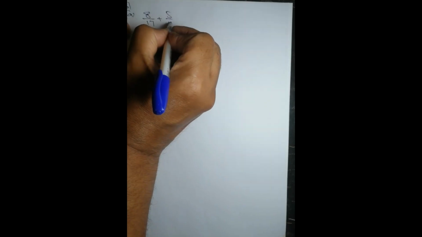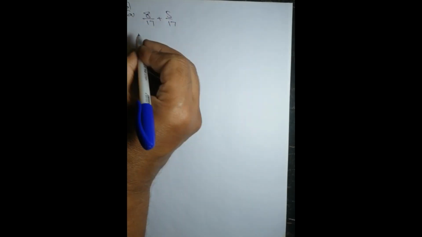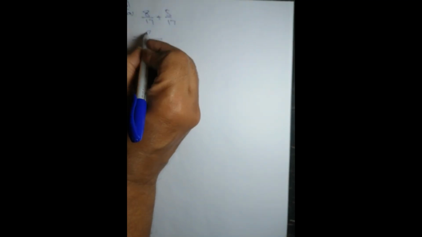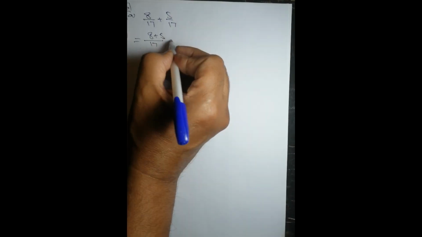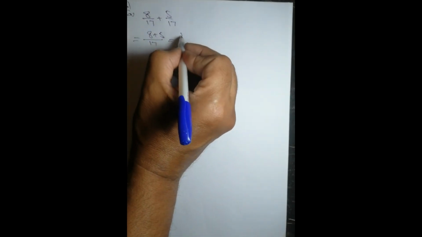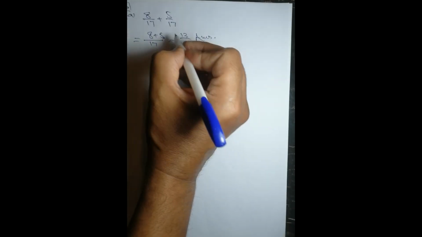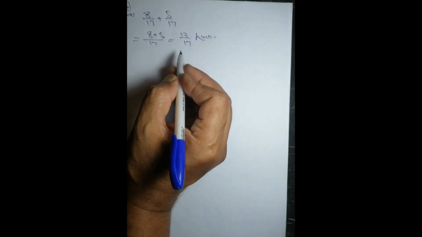Question number 6, part A. We need to solve this one. 8 by 17 plus 5 by 17, and we can take LCM as 17. So 8 plus 5 is equal to 13 by 17. This is the answer. This is already in simplest form, so no further simplification is possible.